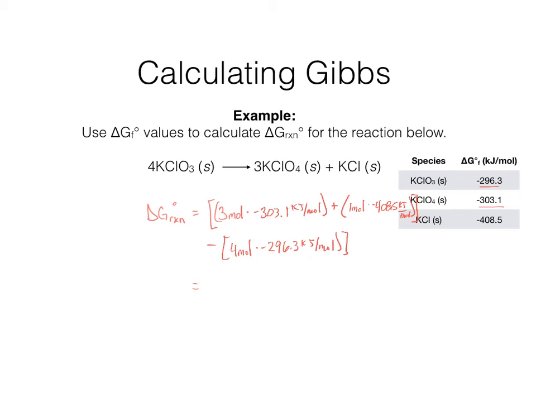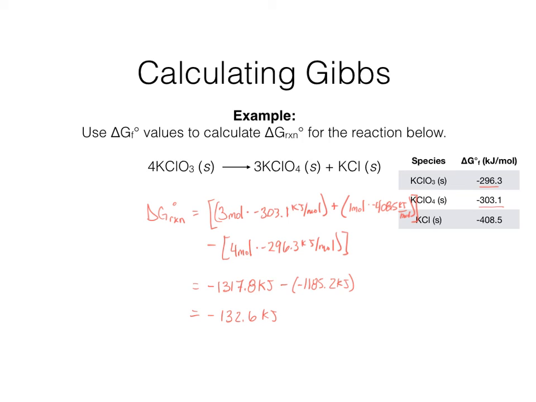And so if we multiply this out, we get a negative 1317.8 kilojoules minus a negative 1185.2 kilojoules, which gives me a negative 132.6 kilojoules. And so that tells me that this reaction should be spontaneous, and it's rather spontaneous. 132.6 kilojoules is a decent amount of energy.